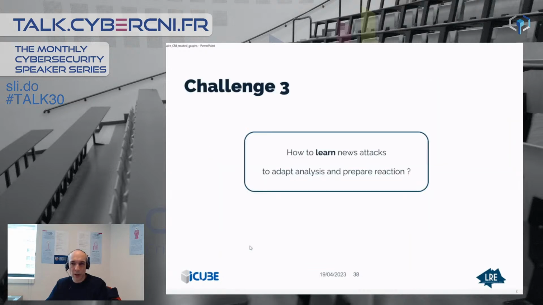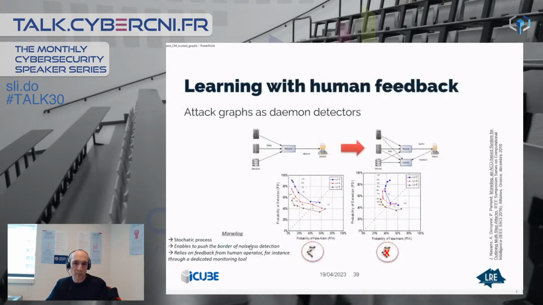And this leads us to learning. Then we'll show you a couple of examples of how we can improve the learning, how we can learn new attacks to adapt analysis and prepare reaction in a way which is as automated as possible. Let's go back to the work of Julian Navarro and the attack detectors, the daemon detectors. What we made with these daemon detectors is that, instead of just presenting the result to an expert, we presented the result to an expert and enabled the expert to say, okay, this is an attack, or this looks like kind of an attack, but actually it is not.